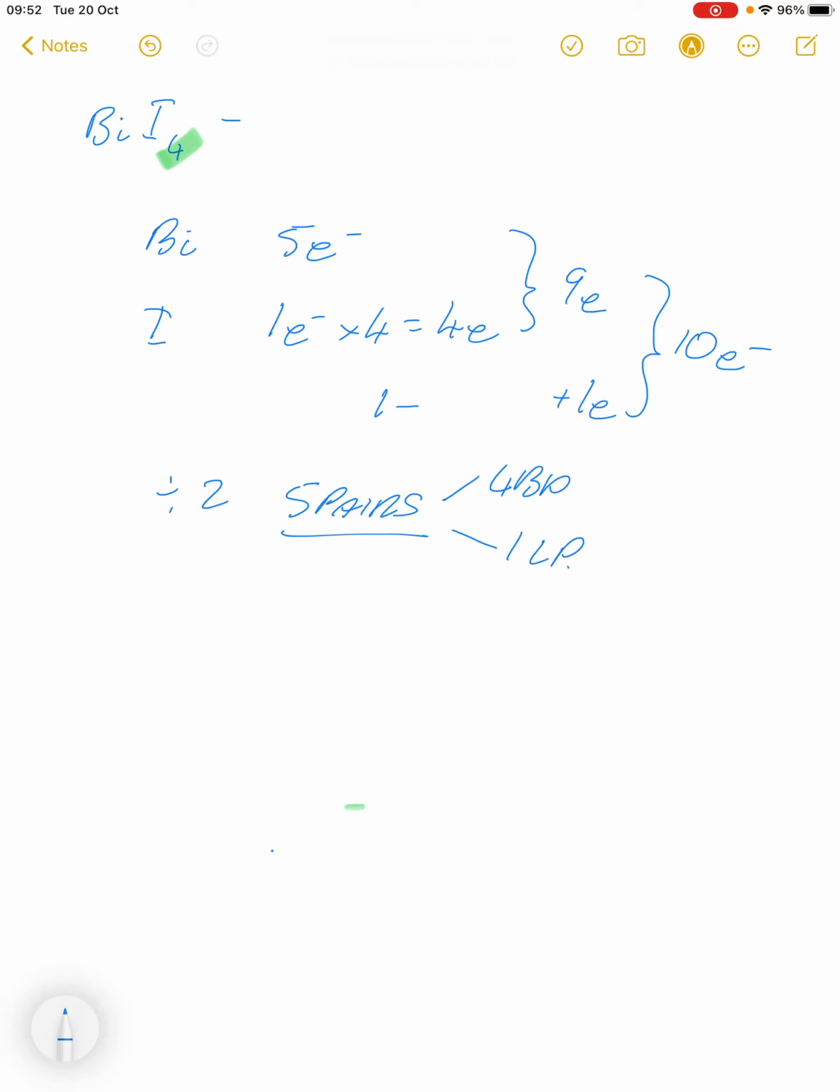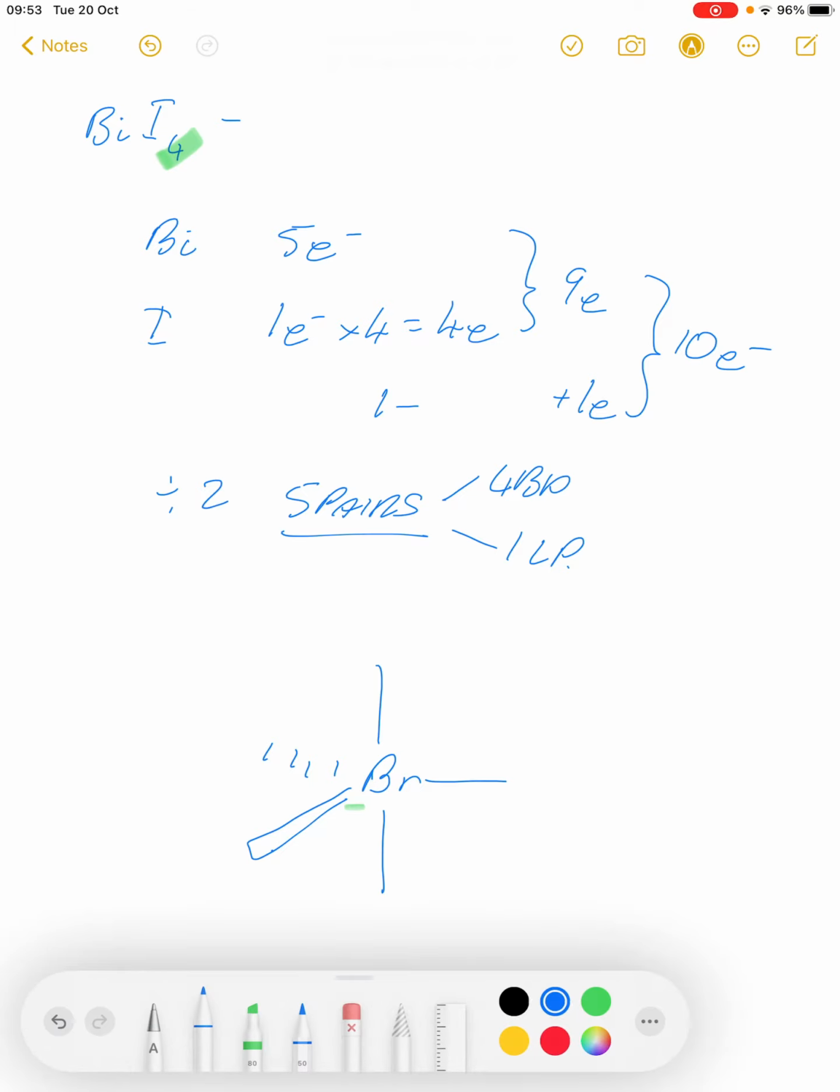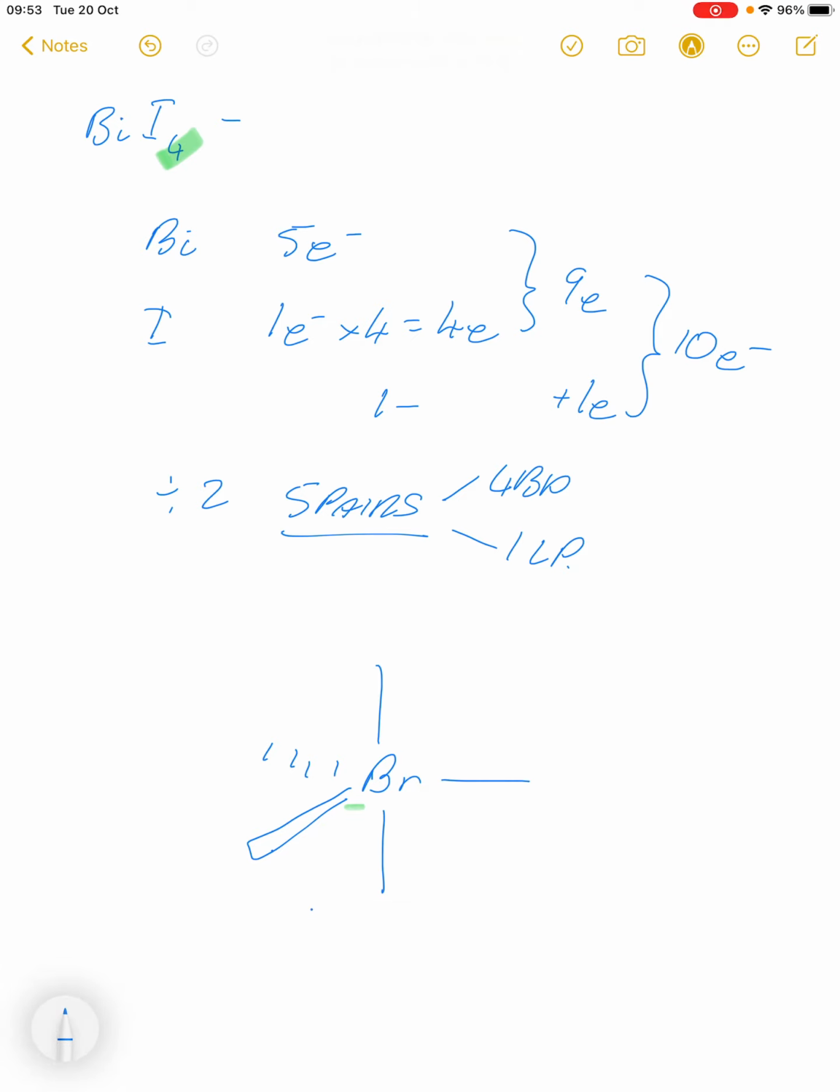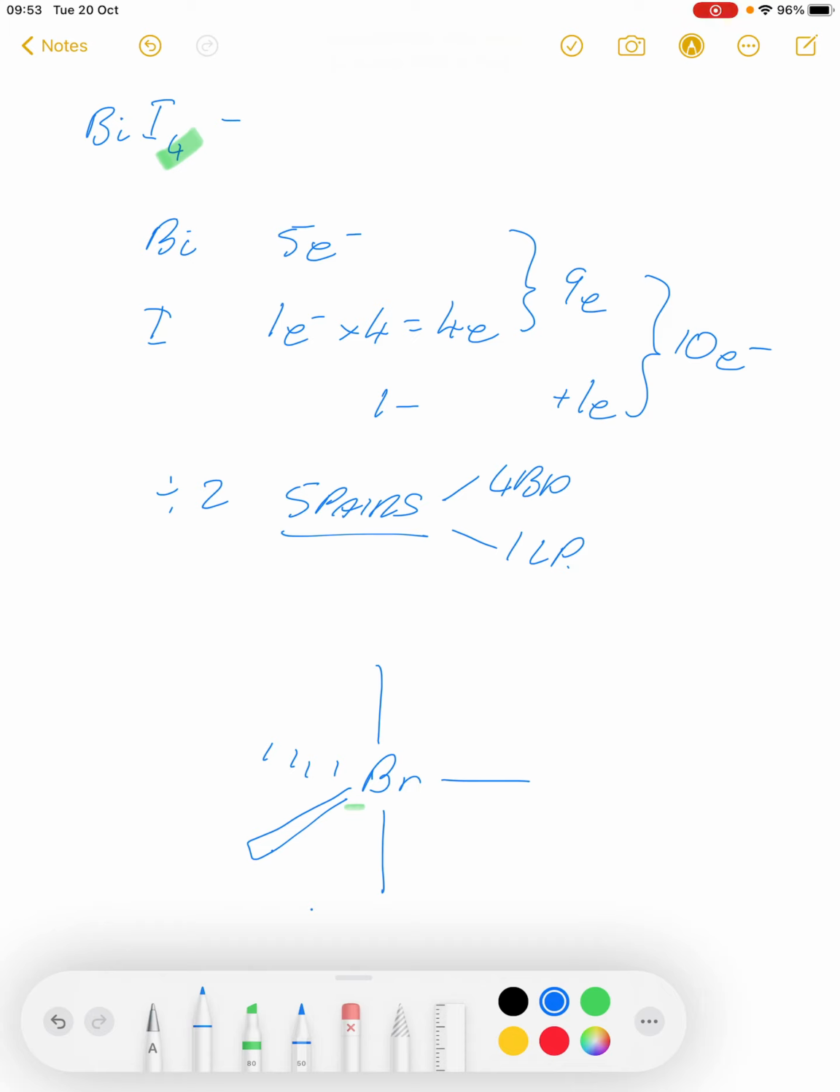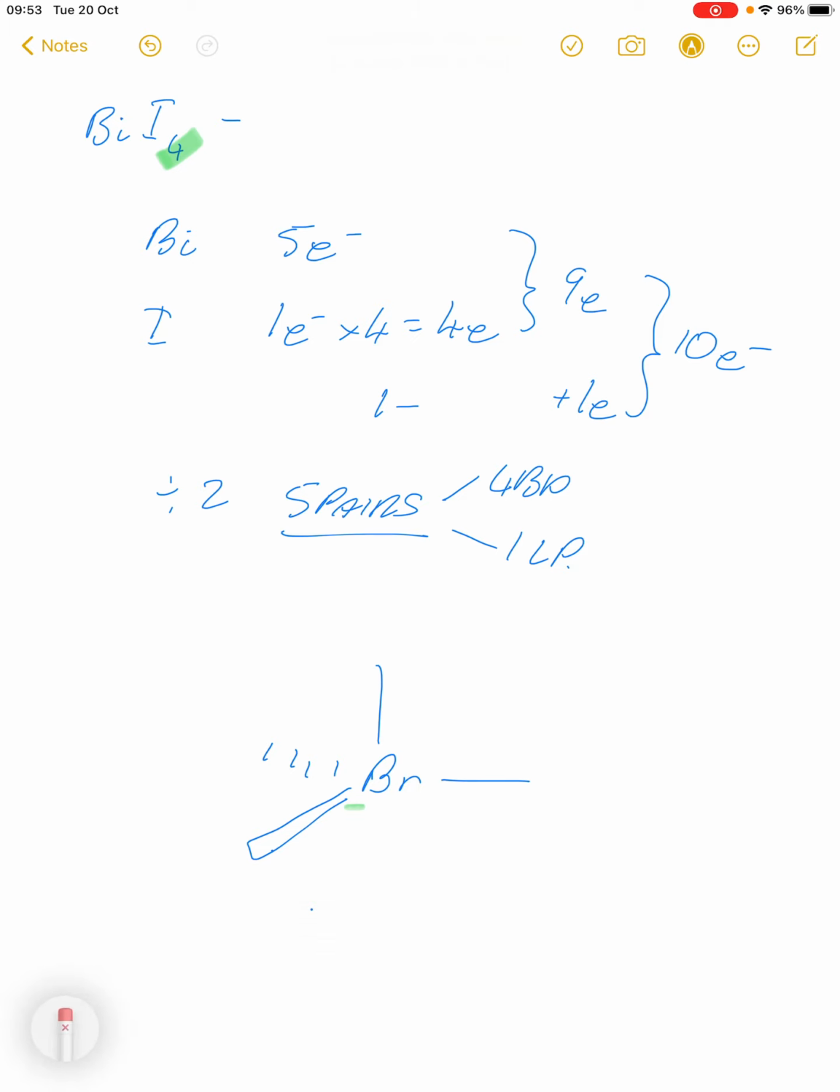So the 5 pairs means the parent shape is going to be trigonal bipyramidal, so I'll start with that. So there's bismuth, there's the 5. I need to remove 1. It doesn't really matter where you move 1, but it does give you a slightly different shape. If you remove this one here, it gives you the seesaw shape. However, the one that's probably easier to draw and name is if you remove that one there, put the lone pairs down here, and that gives you a trigonal pyramidal arrangement there. Okay, so let's draw all of that in.